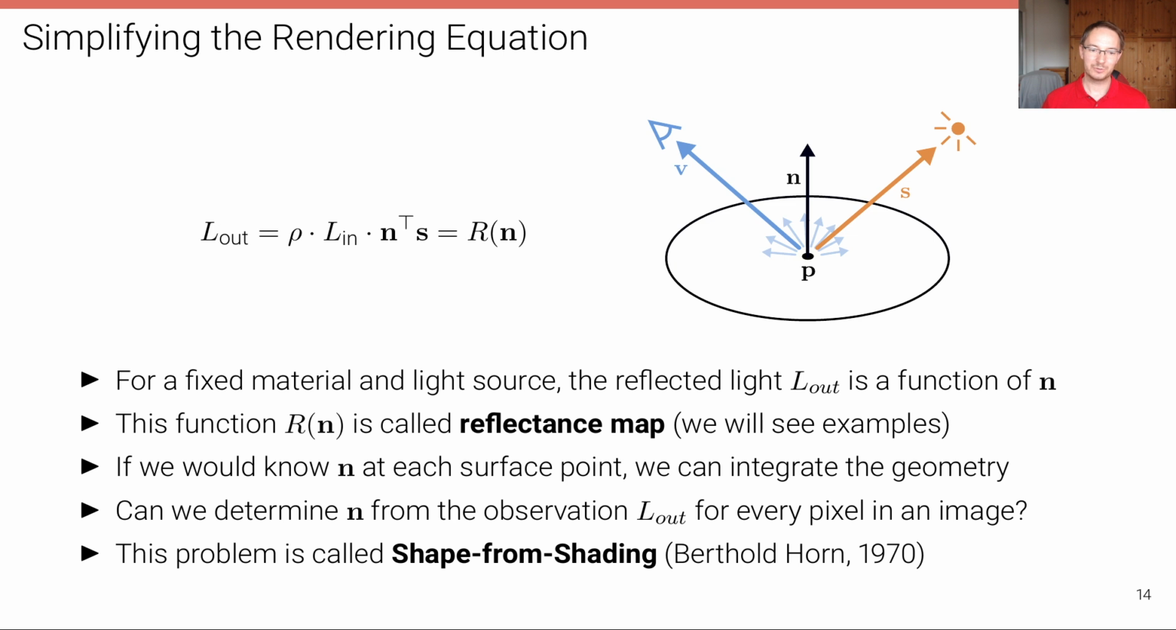Now, if we knew N at each surface point, we could integrate the geometry afterwards. So our goal is to determine N, and from N, we can recover the depth or the geometry. We can't directly relate the geometry or the depth to the intensity, but instead the intensity is related to the normal, which is the gradient of the depth.